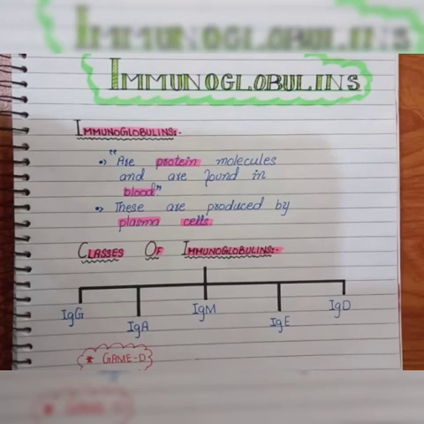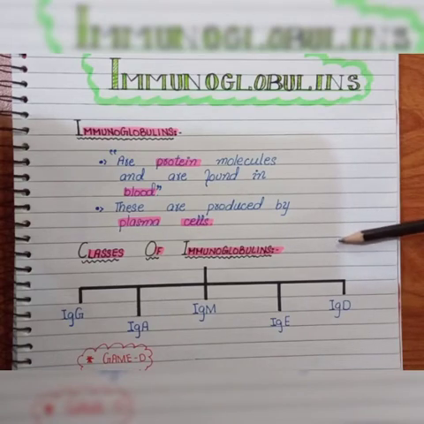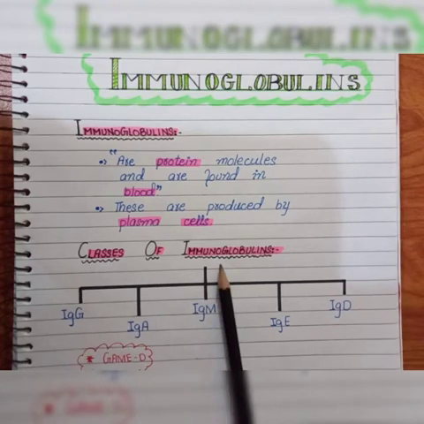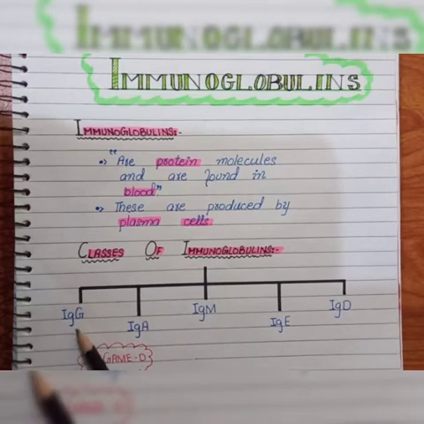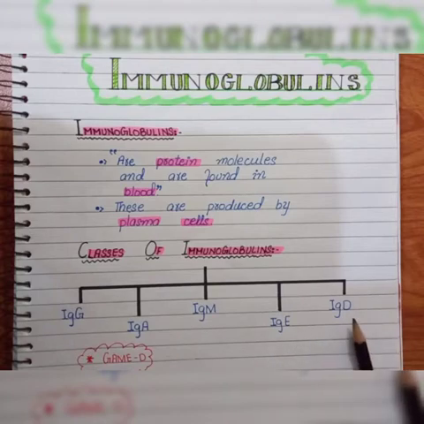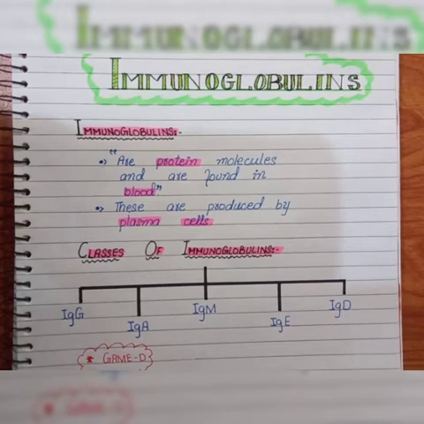As we know, in the human body we have 5 major classes of these antibody molecules. So here we have the classes of immunoglobulins. These are IgG, with Ig abbreviated as immunoglobulin. First we have IgG, second IgA, third IgM, fourth IgE, and last IgD. And from these letters you can easily remember GAMED.